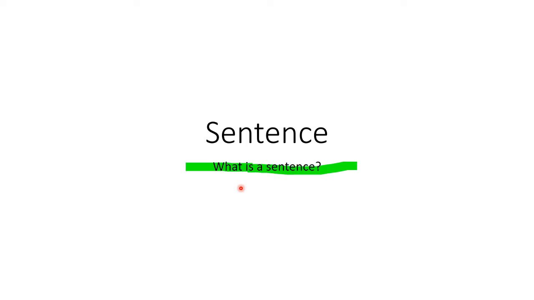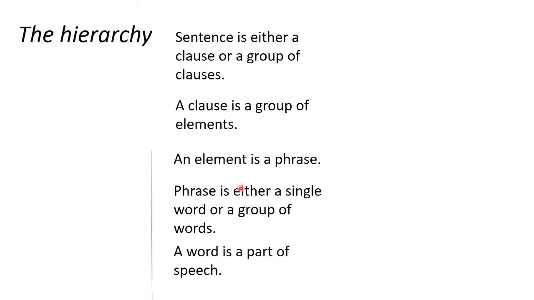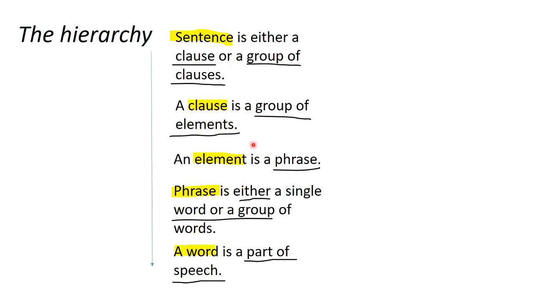In today's class, we will discuss what an English sentence is, and we will also see what individual components make up an English sentence. So let's begin. In order to understand an English language sentence, you need to understand this hierarchy. This is a very simple hierarchy.